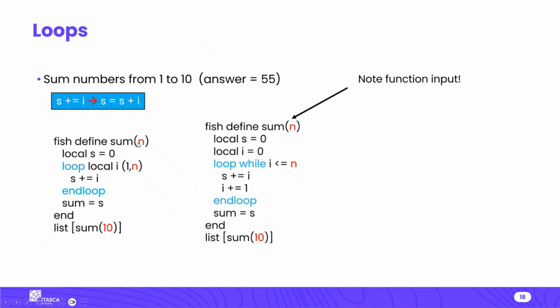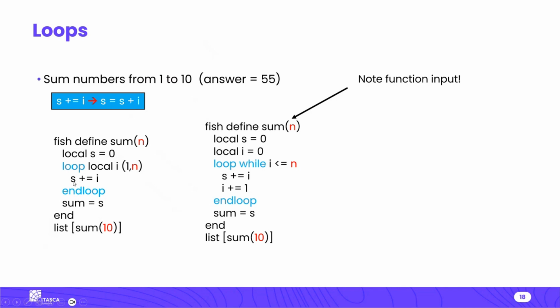Loop local i from 1 to n. In this case, n is an input to the function. We haven't talked about this yet, but it is possible to send inputs to a function. So in this case, we're going to sum all of the numbers up to some user-defined value, right? And if you look down here at the bottom, you'll see the user put in 10. So it's going to sum all of the numbers from 1 to 10. I'm going to loop i, which is a local variable, from 1 to 10. I've declared another variable here called s and set it equal to 0. And each time through the loop, I'm going to add i.